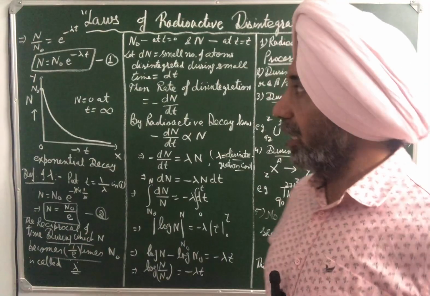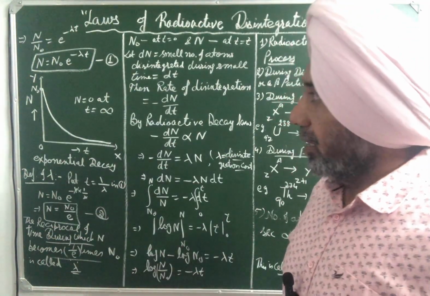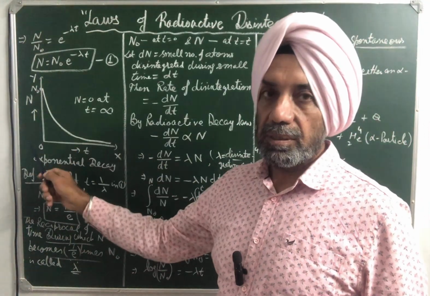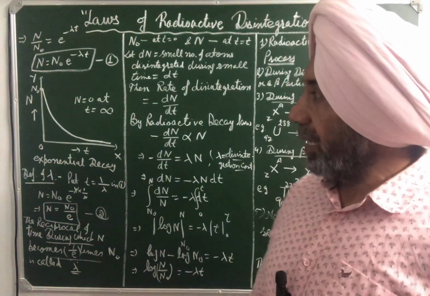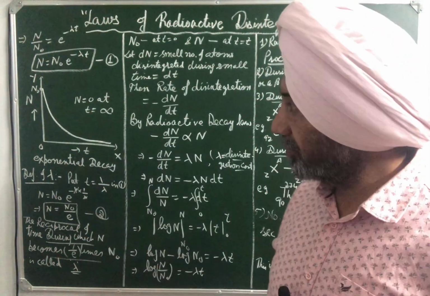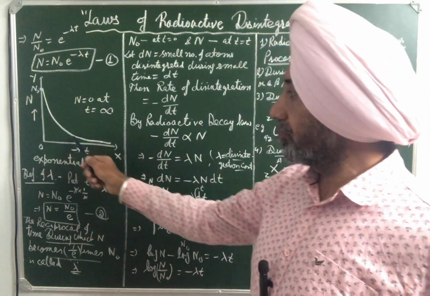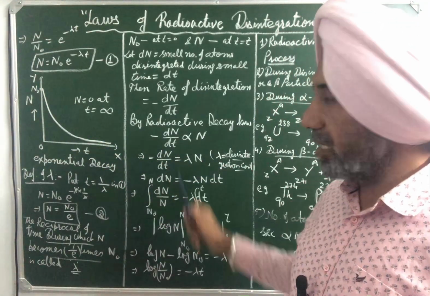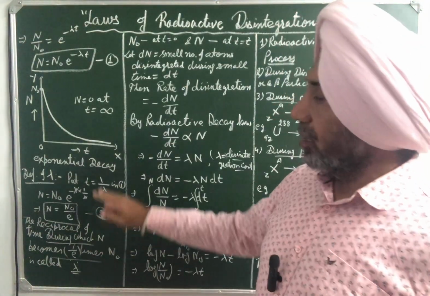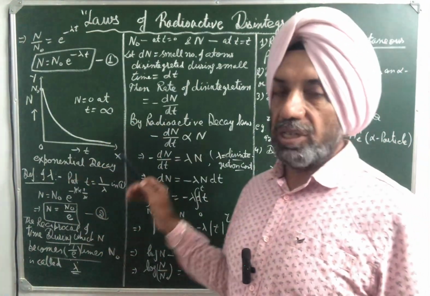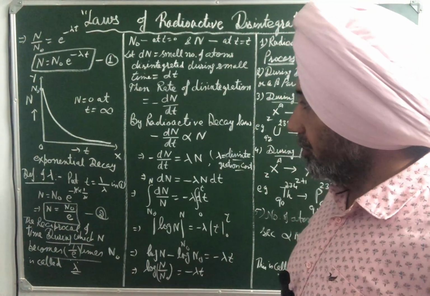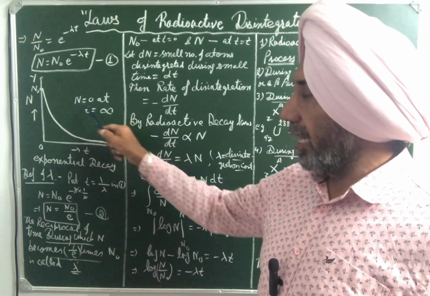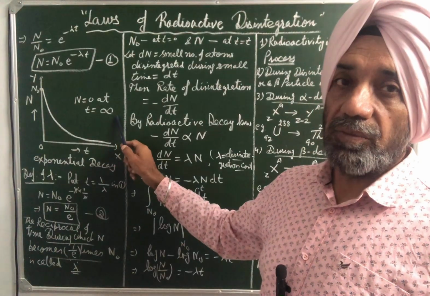And from this equation we can see that if we plot a graph taking time along the x-axis and the number of atoms present in the sample along the y-axis, we get a graph like this. So at t equal to 0, number of atoms N is equal to N naught, then it decays exponentially. It means the rate of decay is exponential in nature. N is equal to 0 when the whole sample gets decayed, so t is equal to infinity.